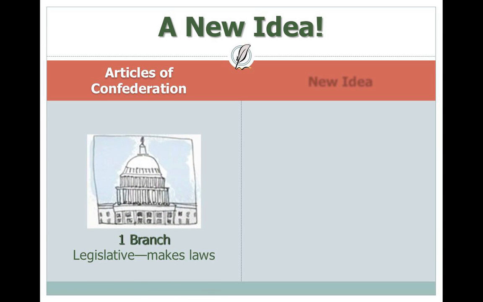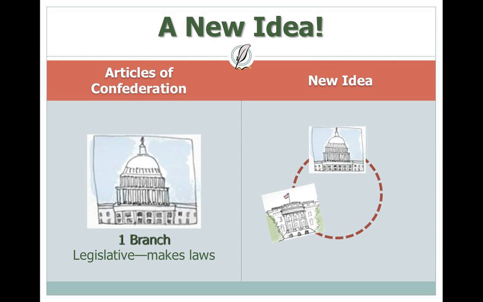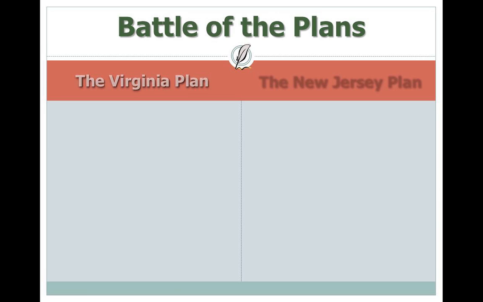So, what was this new idea? The Articles of Confederation only had a Congress that made the laws. There was no president, and there was no court system. The new idea was to have three branches, the separation of powers and checks and balances. This was something that James Madison came up with. Madison, of course, was called the father of our Constitution. We want to remember that James Madison was the architect of our Constitution.